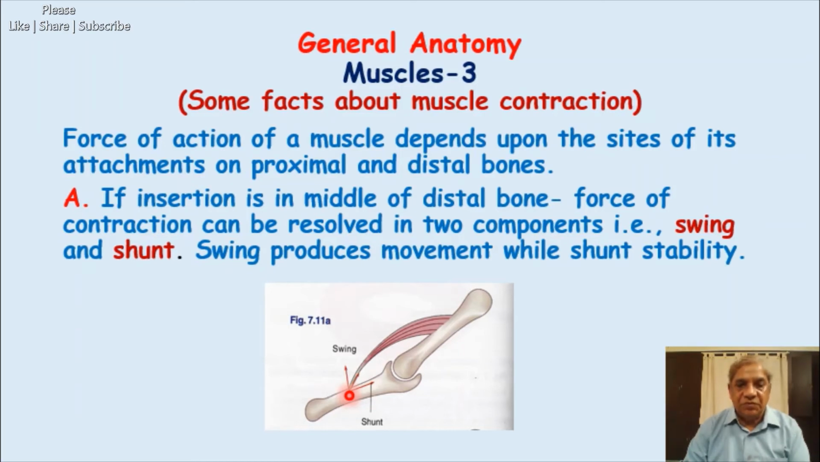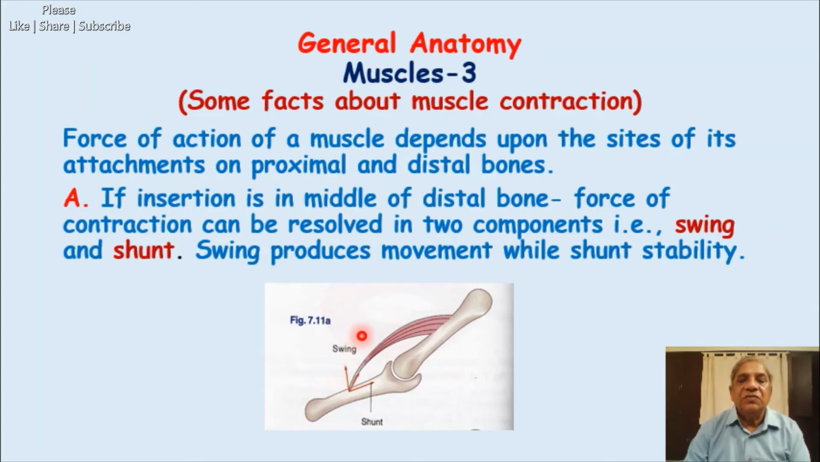into two different components. Okay, now see this arrow, which is written as the swing, and that arrow here which is written as the shunt. So the force can be resolved into two components of forces, one is swing and another is shunt, and both these components are at right angle to each other. What will happen due to this swing component? Because of the swing component, the movement will take place at the elbow joint. That means this ulna will be pulled in the direction of this arrow.